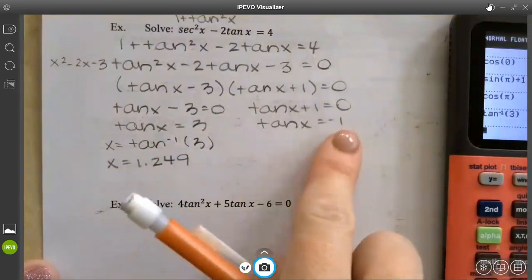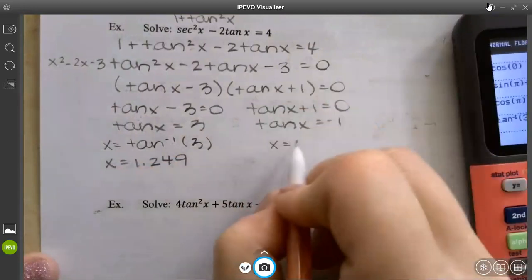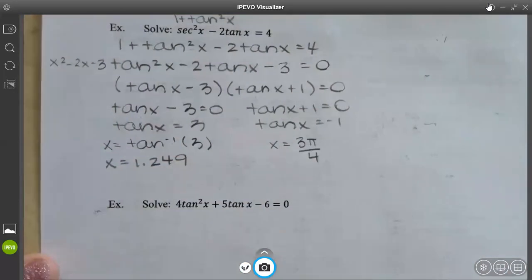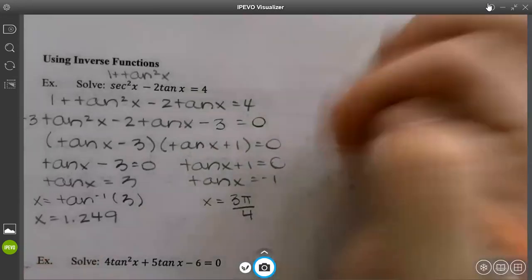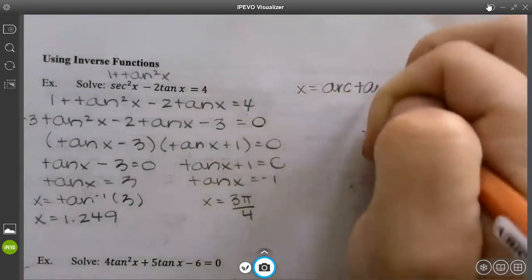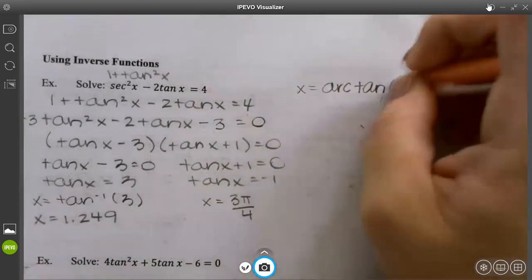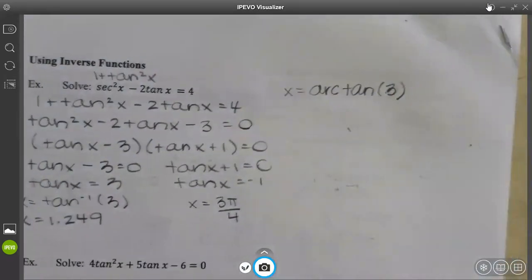Can we get a -1? Where can we get that at? Three pi over 4. So both of these answers are right. We got to put them in general form. The way that they'll put this one in general form is they'll just do arctan 3. If you did tan inverse of 3, it's the same thing. If you did the decimal, it's the same thing.